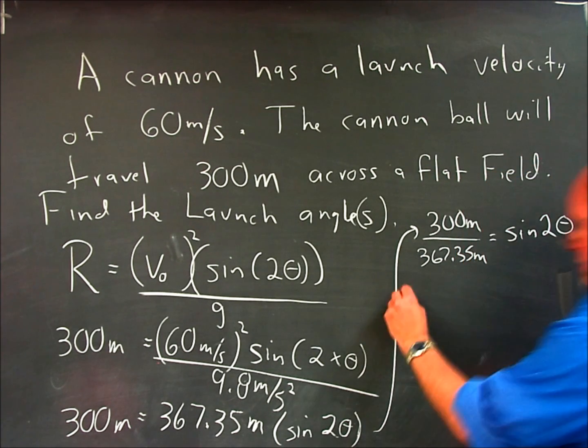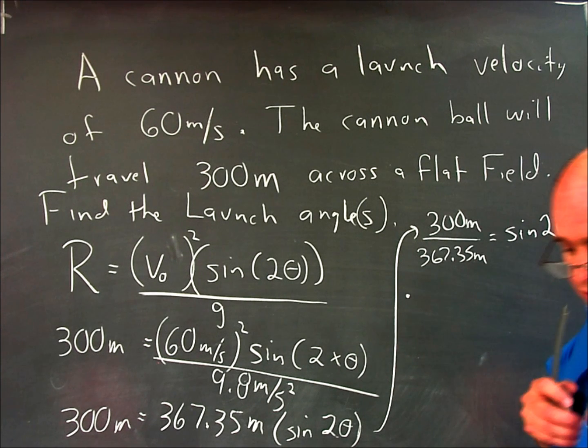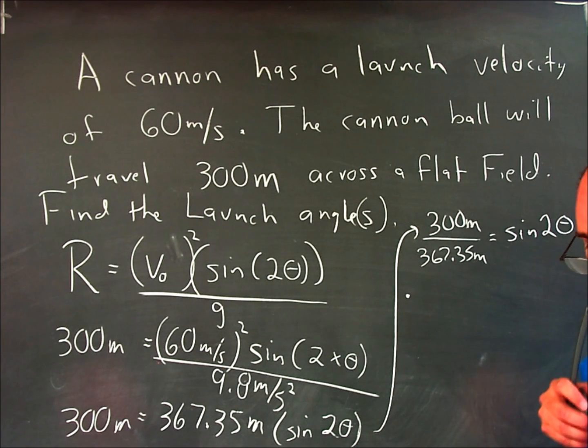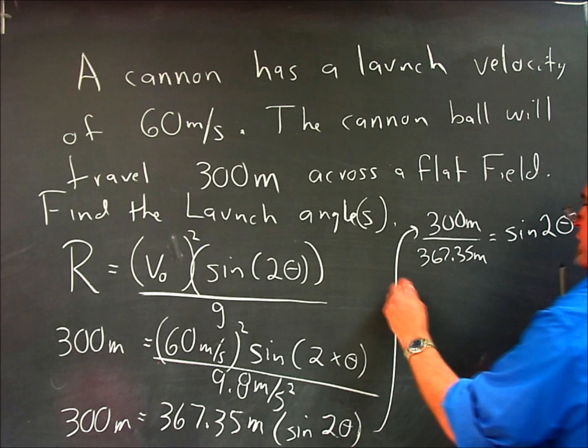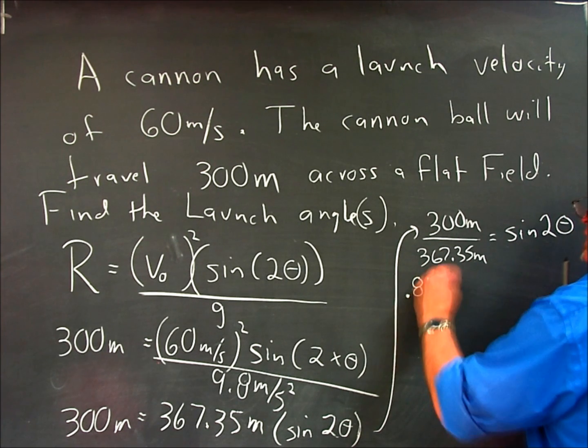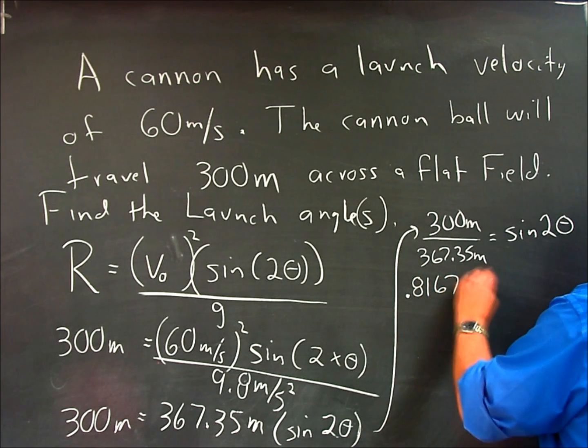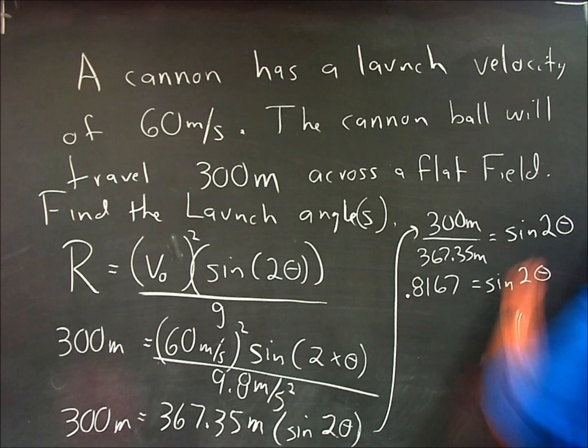And this here comes out to be a lot of decimal points. I would keep at least 4 numbers after the decimal point. This is 0.81665, 0.8167, I'll say. And that equals the sine of 2 times the angle.